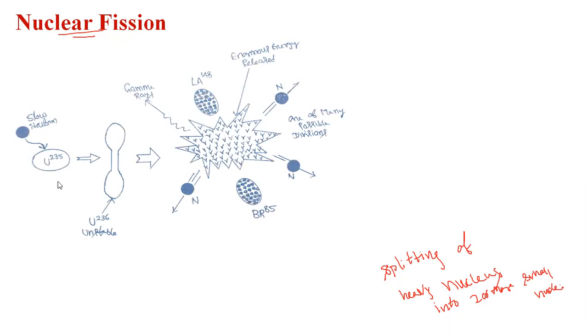Nuclear fission is nothing but the splitting of heavy nuclei into two or more small nuclei. Now, you can see here, this is uranium-235. We add one slow neutron to the uranium-235, and we get the unstable uranium-236. The splitting of this heavy nucleus into two or more small nuclei is nuclear fission.